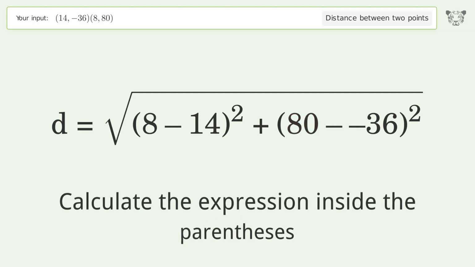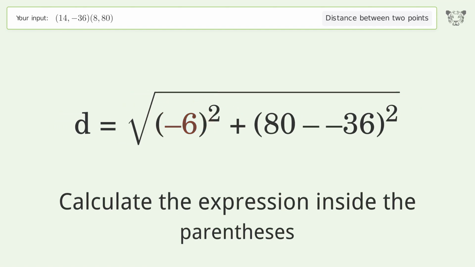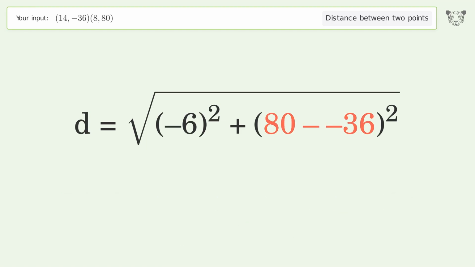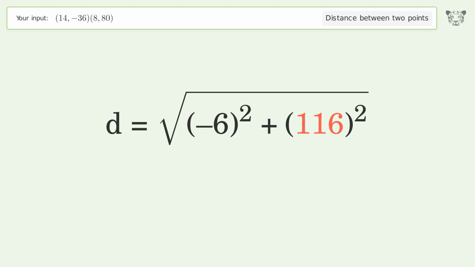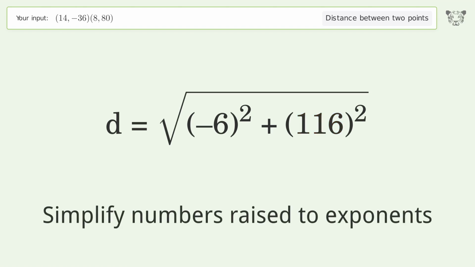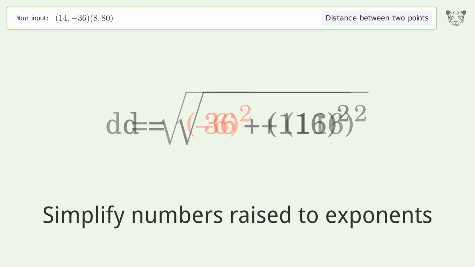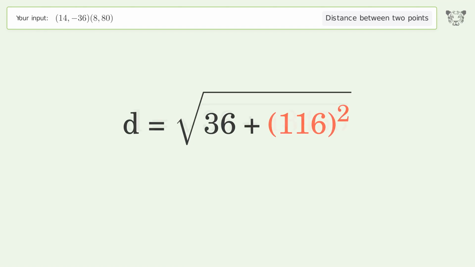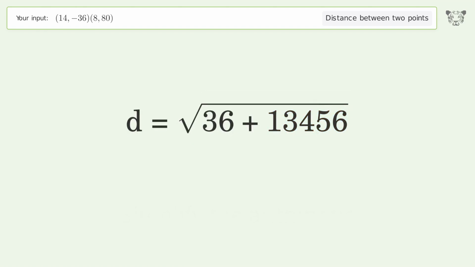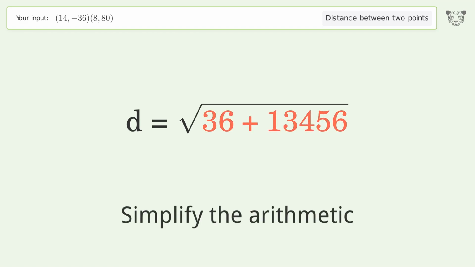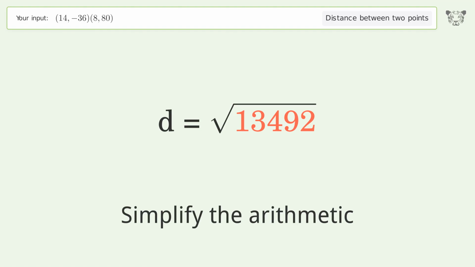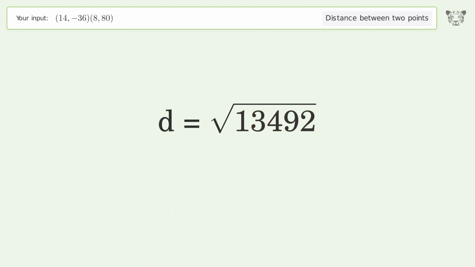Calculate the expression inside the parentheses. Simplify numbers raised to exponents. Simplify the arithmetic. And so the distance between the 2 points is the square root of 13,492 or 116.155.